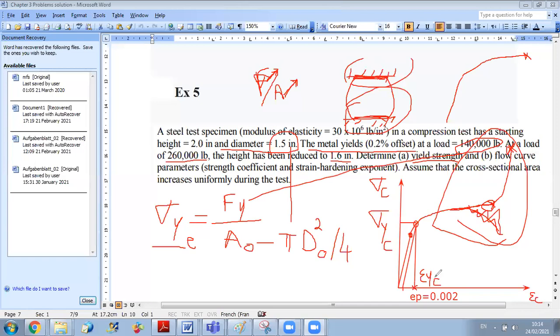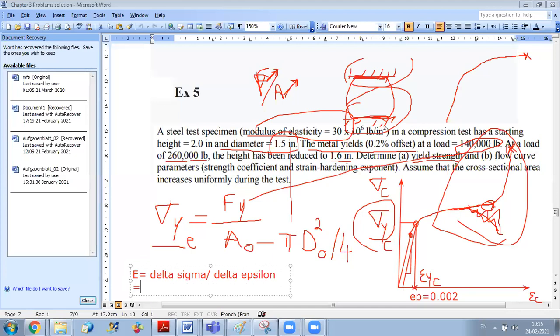Now, going back to epsilon yield, to calculate epsilon at the yield point, what we should do is the following. We have calculated sigma yield. They gave us the modulus of elasticity coefficient. The modulus of elasticity is the slope of this straight line that we have drawn here. So what can we see from this? Since the slope of this line is E, then we can say that the modulus of elasticity E is equal to delta sigma over delta epsilon.